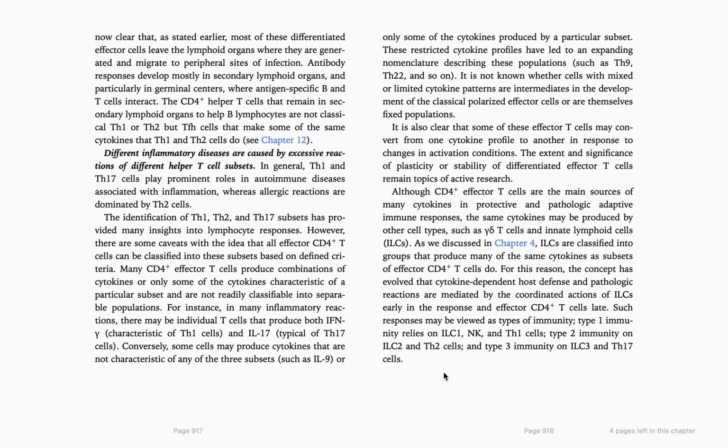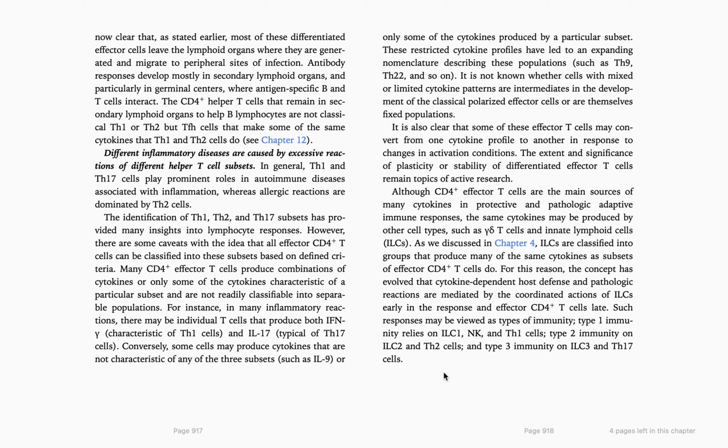In general, T helper 1 and T helper 17 cells play prominent roles in autoimmune diseases associated with inflammation, whereas allergic reactions are dominated by T helper 2 cells. The identification of T helper 1, T helper 2, and T helper 17 subsets has provided many insights into the lymphocyte response. However, there are some concerns with the idea that all effector CD4 T cells can be classified into these subsets based on defined criteria.